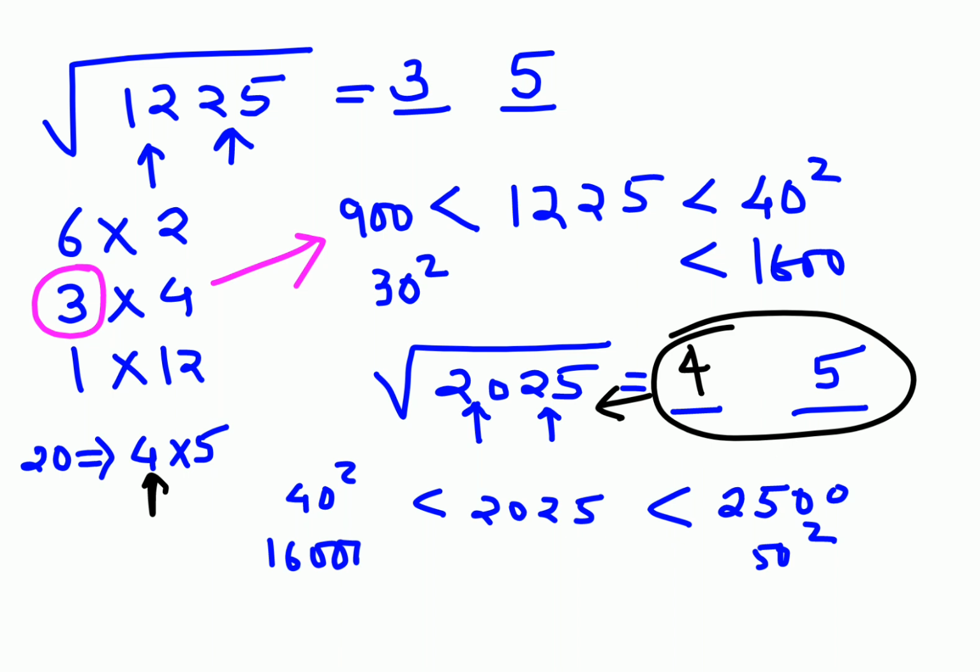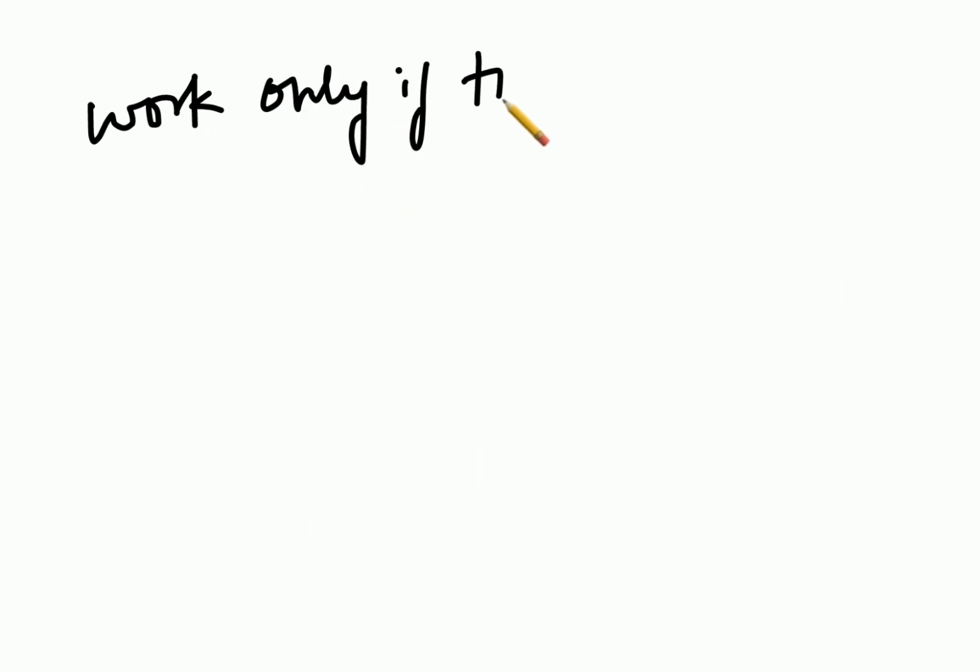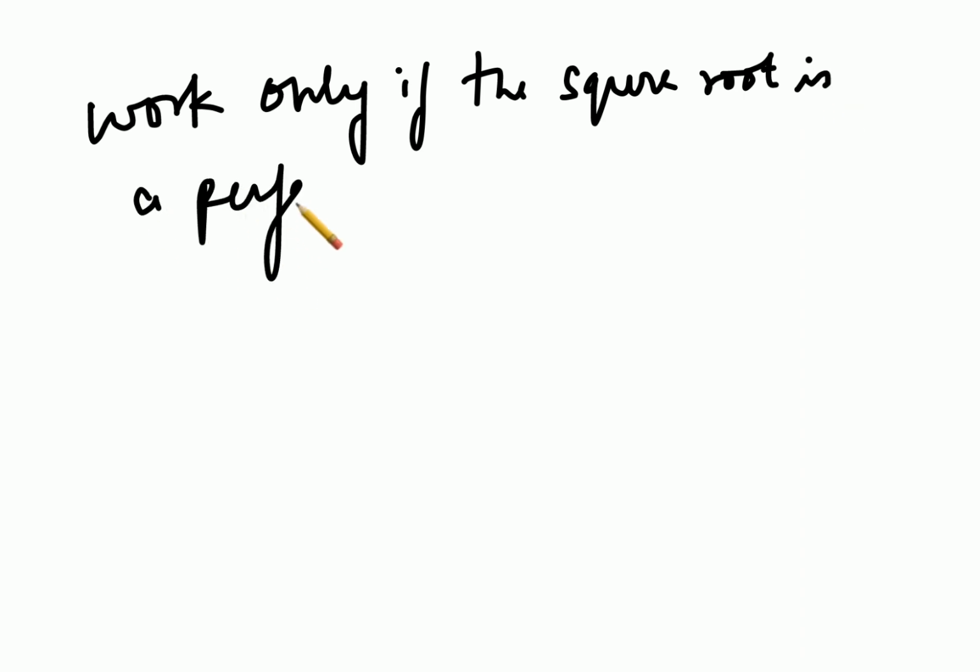But now please remember that the trick which I have just shown is going to work only if the number whose square root we are finding is a perfect square. If it is not, then this trick might go for a toss. Now very quickly, let's think about one more number.